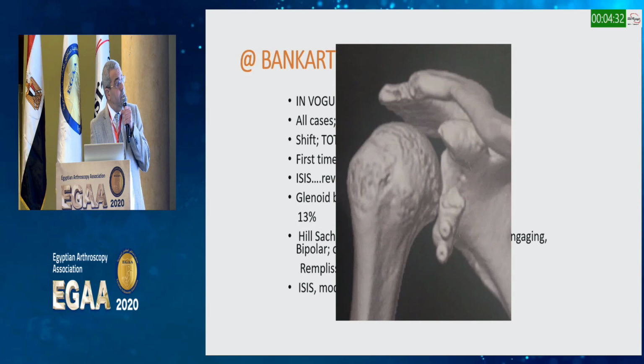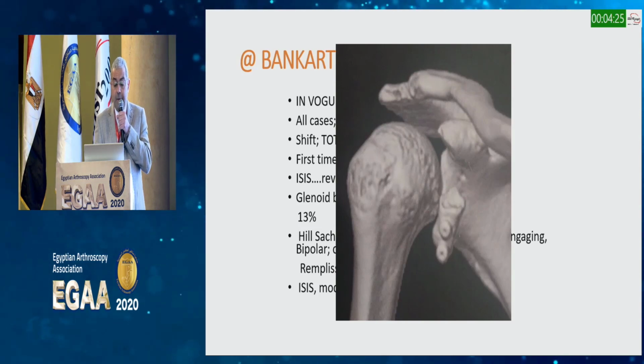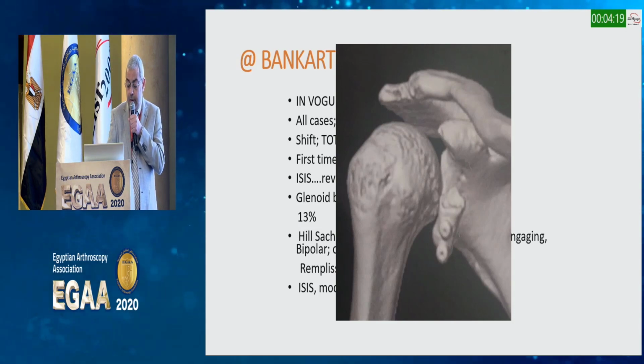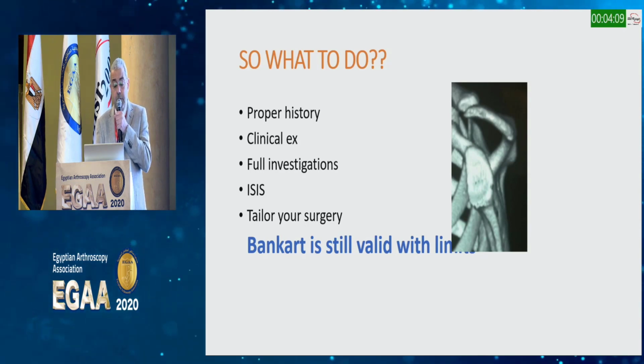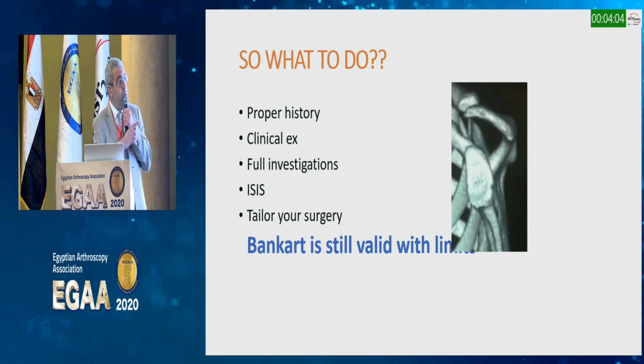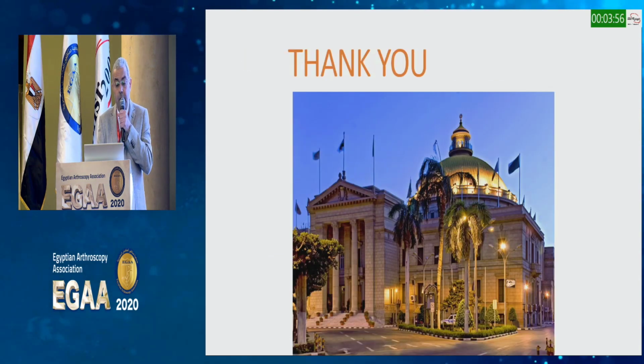And then comes the Latarjet to be the main or the gold standard for shoulder stability, and it stood the test of time with a failure rate from 5 to 11% and the highest rehabilitation rate. So what to do? Proper history, clinical examination, full investigation, the ISIS score to be applied, and you have to tailor your surgery according to the needs of the patient. And Bankart is still valid with limits. And I think this view is very important. It's mandatory now to have this view in all our recurrent cases because it tells us a lot about the bone loss. Thank you very much.